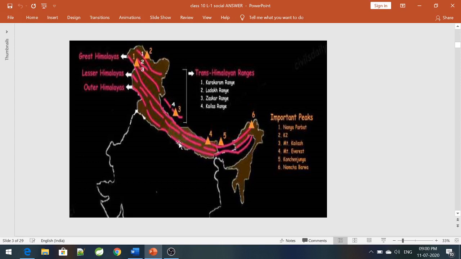And here is also the Shivaliks, and you can see here 1, 2, 3, okay, and these 1, 2, 3 are the highest peaks of these curves of the Himalayas. These are important highest peaks. See, one here, that is Nanga Parbat, K2. Here it is, and Mount Kailash third, the fourth one Mount Everest here, Kanchenjunga fifth here, and Namcha Barwa sixth here. And these are Trans Himalayas here. We have Trans Himalayas and the Karakoram range, Ladakh range, Zanskar range, and Kailash range.